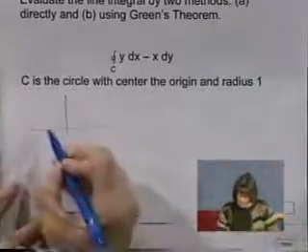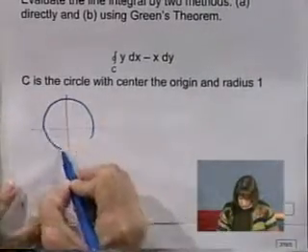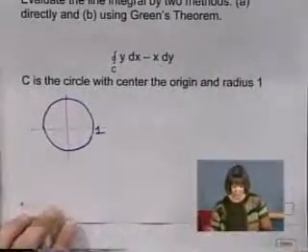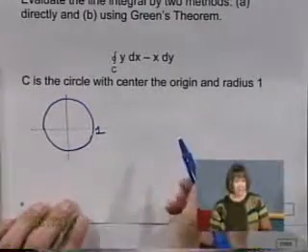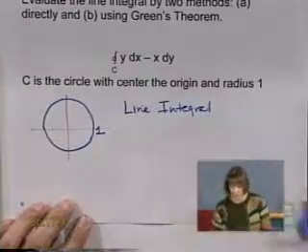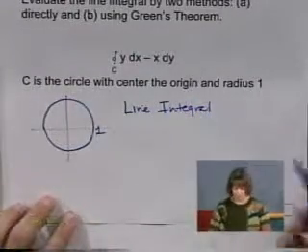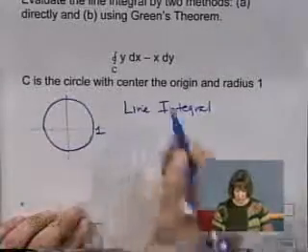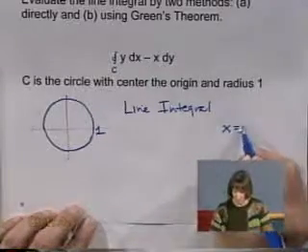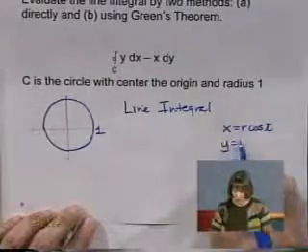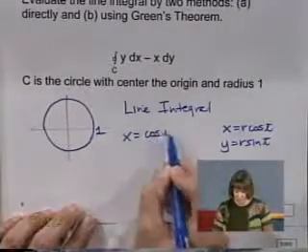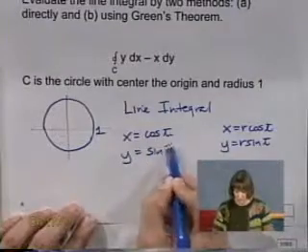Okay, so here's my circle of radius 1. And I want to do it as a line integral. When you do a line integral, you must have a parametric representation of your line. So this is a circle, and we all know a circle centered at the origin with radius r has the parametric representation x equals r cosine t, y equals r sine t, where r is the radius. So for this particular circle, x is just going to be cosine t because the radius is 1, and y is just going to be sine t.